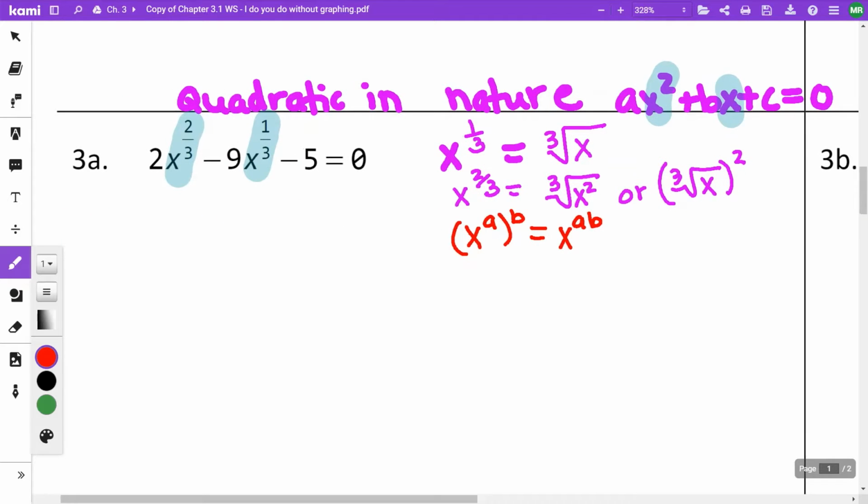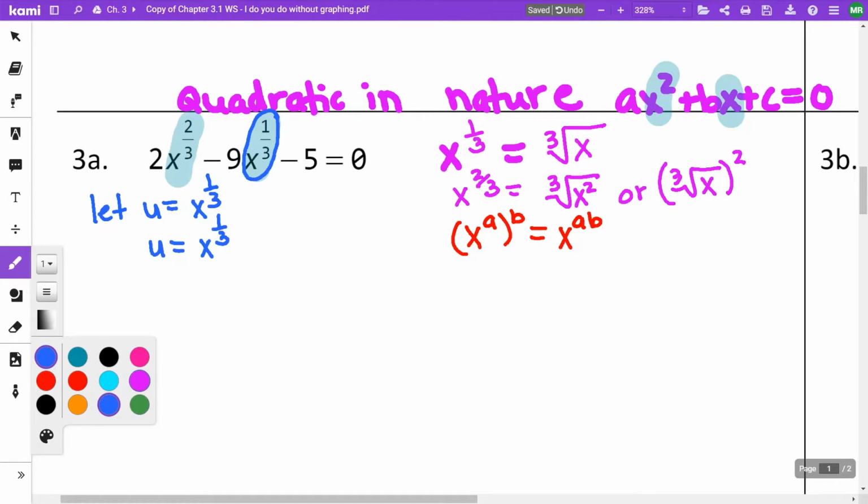So what I'm going to do is let, our book uses u, so I'm going to use u. You can use whatever variable you want, but do not use x because our equation has an x. Use any other variable you want. So I'm going to let u equal x to the 1/3, without the coefficient. Now I'm going to take that u equals x to the 1/3, and square this side and square this side.